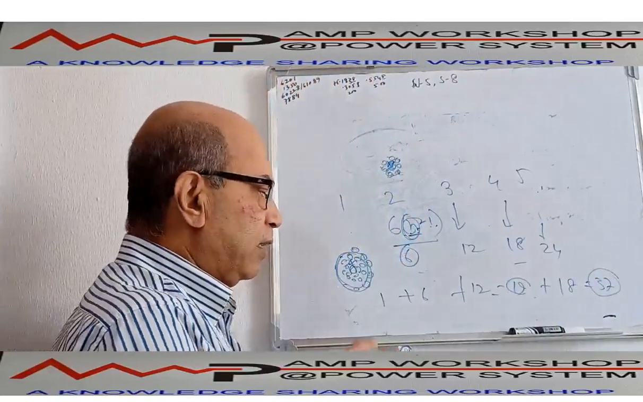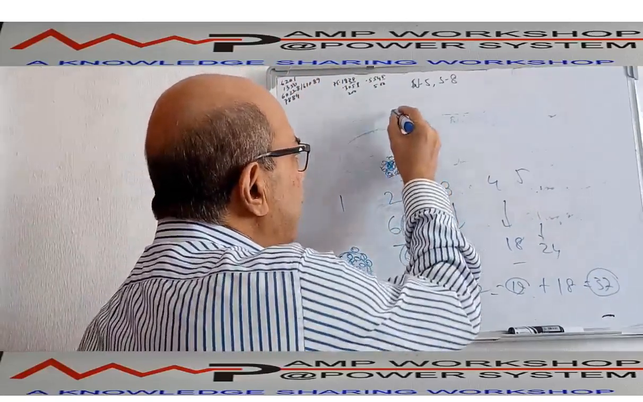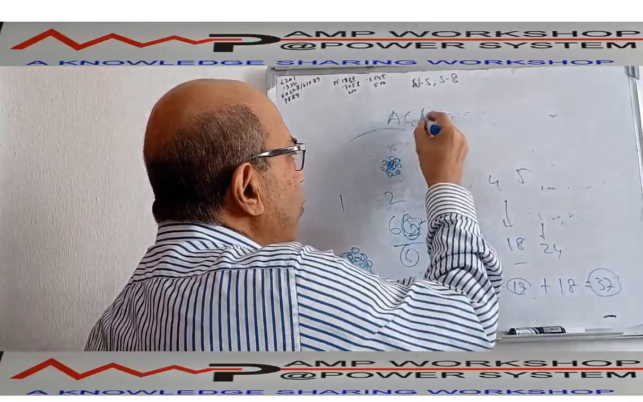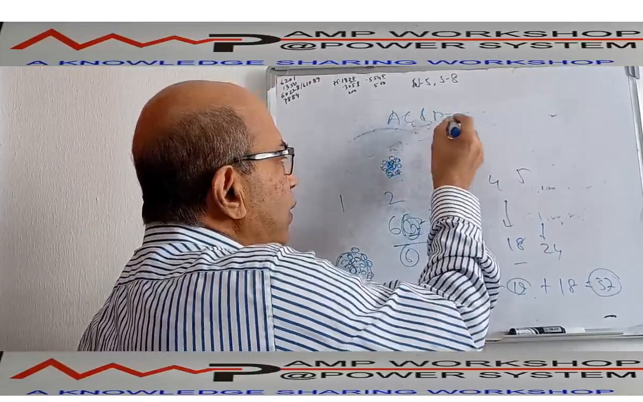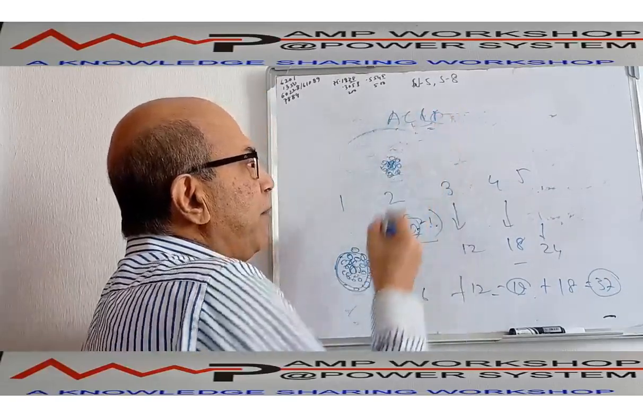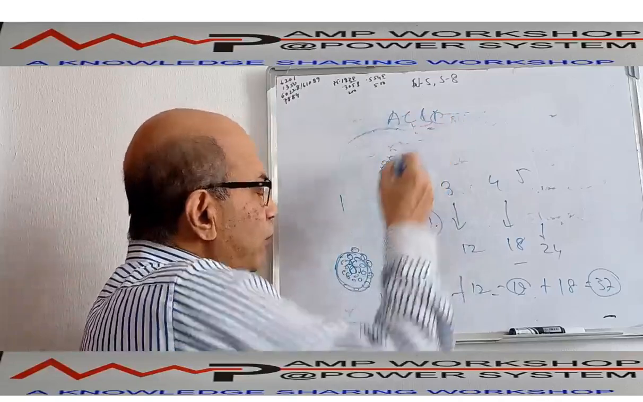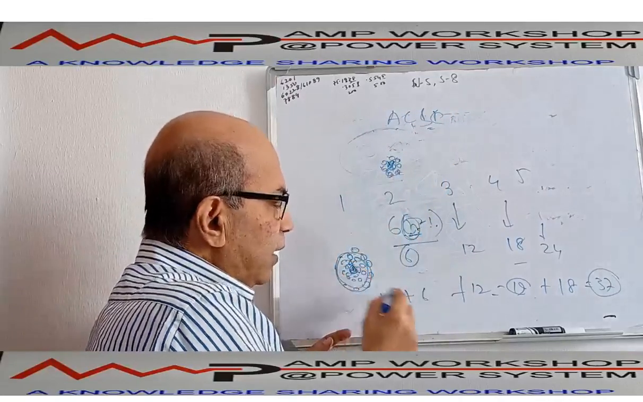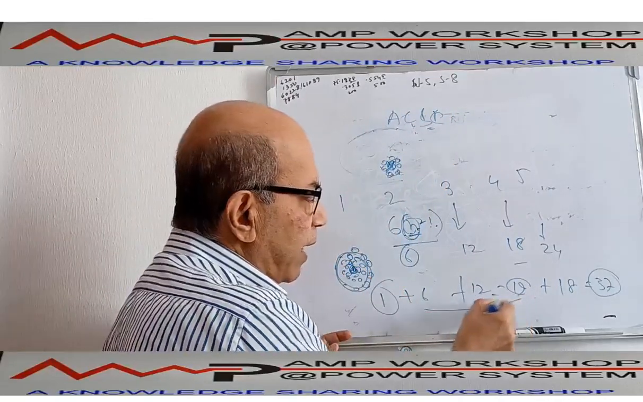Now, out of these 37, consider an ACSR conductor. In that case, what will we have? Aluminium conductor, steel reinforced. In this case, what will happen? Of all these conductors, suppose the center conductor is steel, then this one is steel and the rest of them are aluminium.